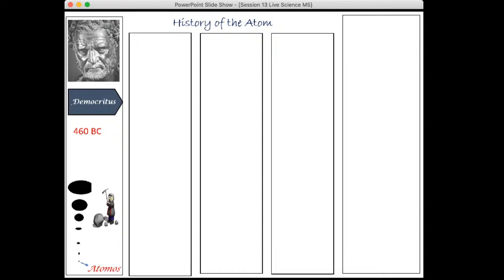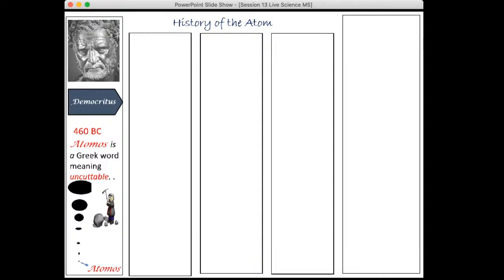Democritus did something like this. Imagine you took something and you cut it into half. Then take that one half and cut it again into another half. Take that small half and cut it again. You will end up with something so small that you cannot cut it again. Democritus called this particle atoms. Atoms is a Greek word meaning uncuttable.